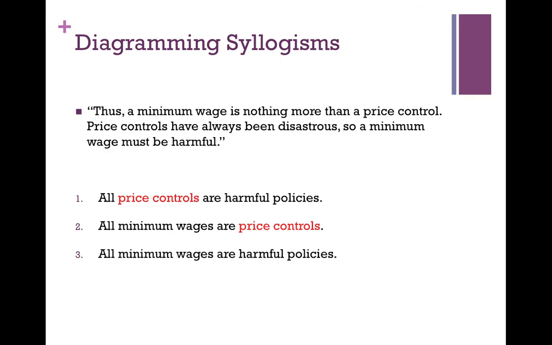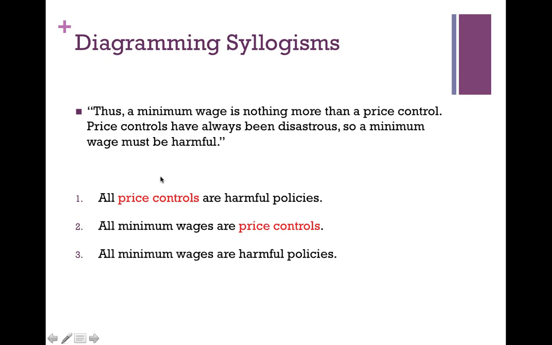We see the price controls as our middle term here. Now, I'm going to show you a shortcut for putting this into symbolic notation. Earlier, I walked you through the steps, but the truth is once you've identified the middle term, if your argument is in standard form, with your major premise first, then your minor premise, and then your conclusion, all you really need to do is identify the middle term, because then you know that this term right here is going to be a P, and your minor term is going to be S, and then S comes first in the conclusion, and P comes second.